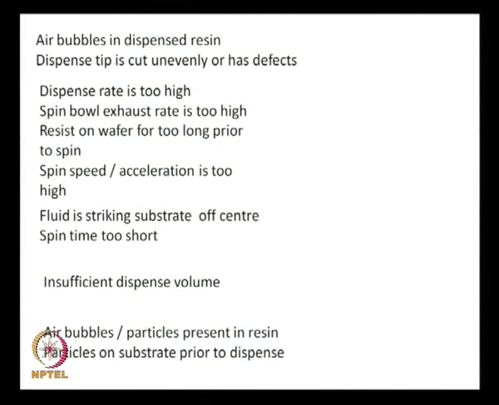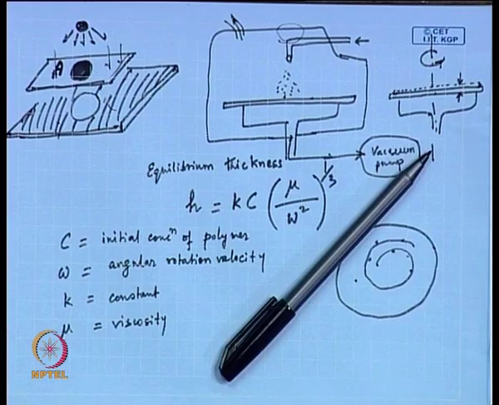Then, insufficient dispense volume. If the volume that is dispensed at the center is insufficient, you are expecting a coating of a certain thickness. You have already decided an equilibrium thickness. You know that this is the speed, and at that speed, at this viscosity, I can expect this to be the equilibrium thickness. And if this is the equilibrium thickness, what should be the volume of resin you must have, that you need to calculate.